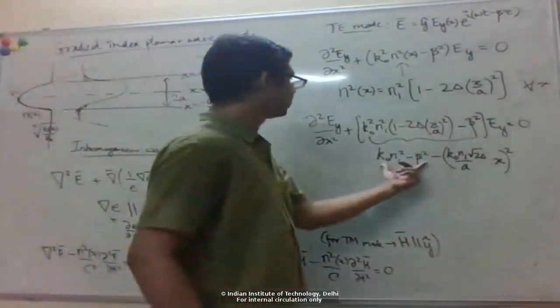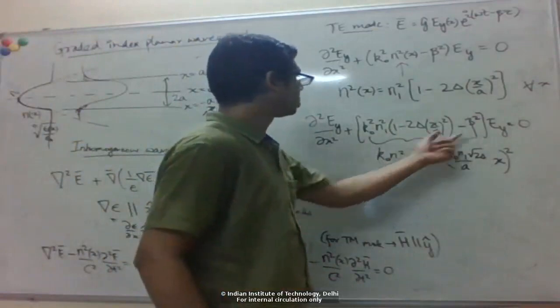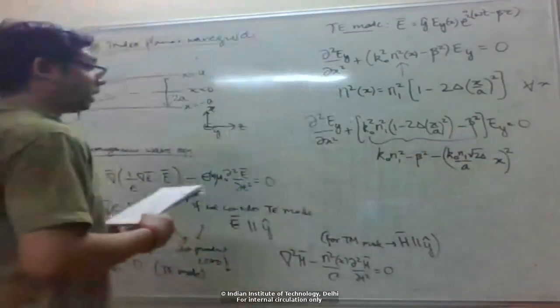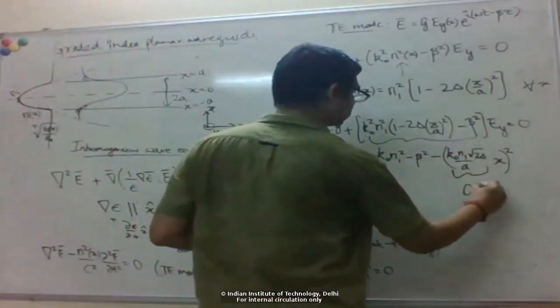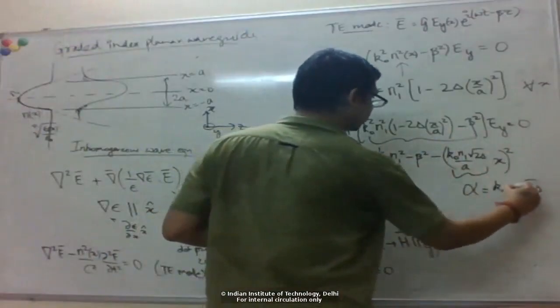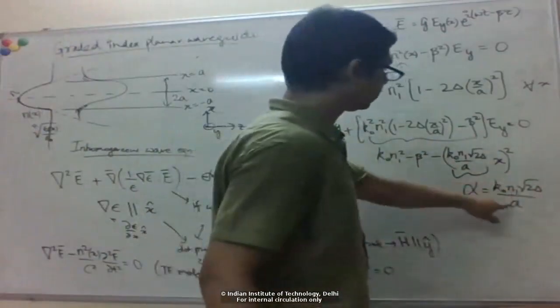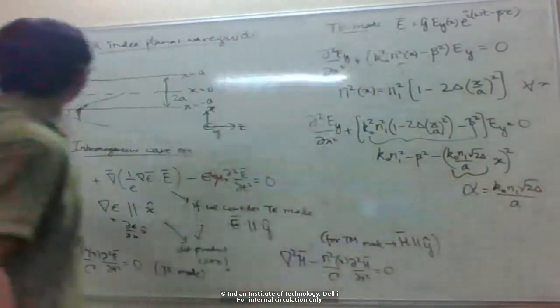So we first combine the constant terms here and write the x dependent term separately. And then we define this constant here as alpha. So this alpha is k0 n1 square root 2 delta divided by x. So it just depends on the waveguide parameters, right? Thickness, index difference, maximum index in the core.